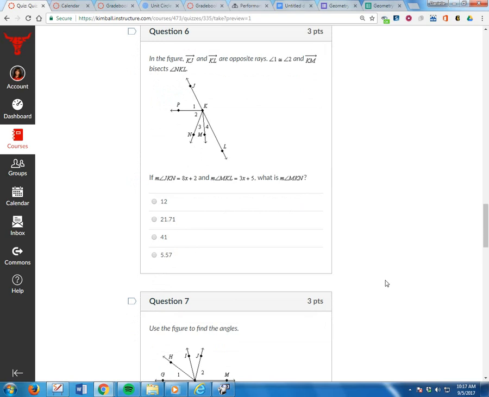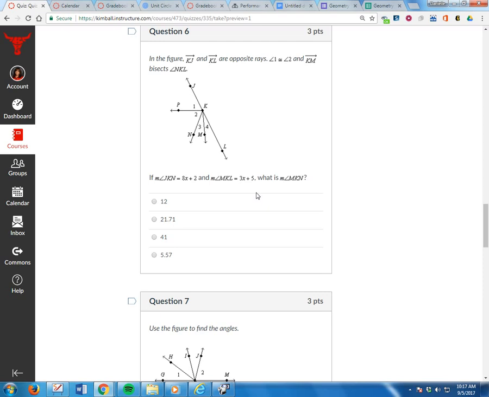Question 6. Again, same figure. If JKN is 8x plus 2 and MKL is 3x plus 5, what is MKN? Well, I know 3 and 4 are equal. So then I know 3, which is NKM, is also equal to 3x plus 5. So I have 8x plus 2 plus 3x plus 5 plus 3x plus 5 equals 180. Right? Then I can solve for x. Did you guys pick x for your answer instead of the angle? Or did you read this one?